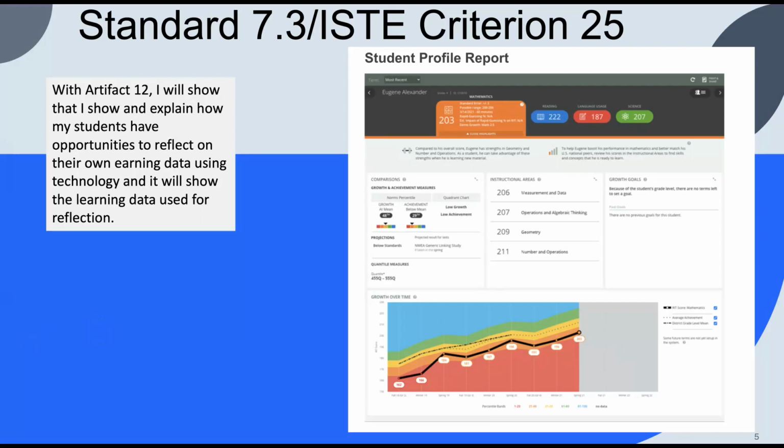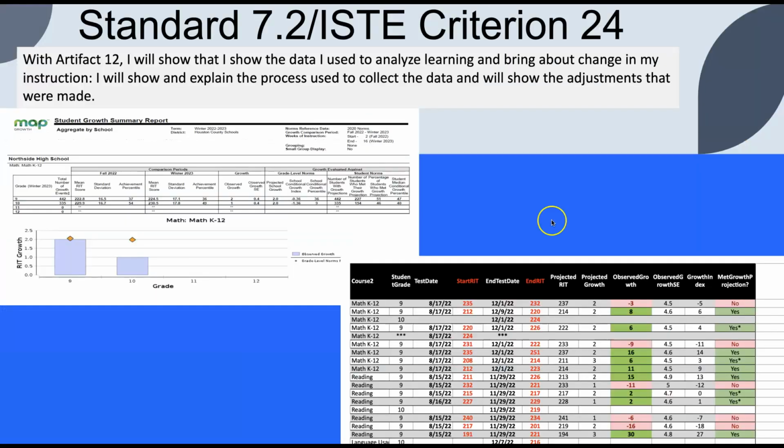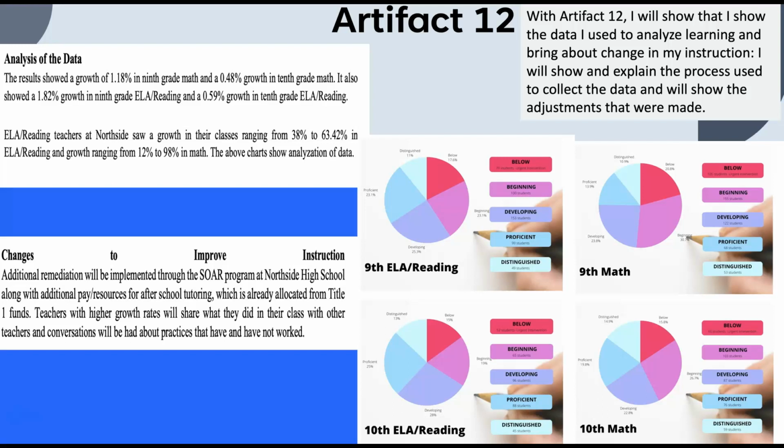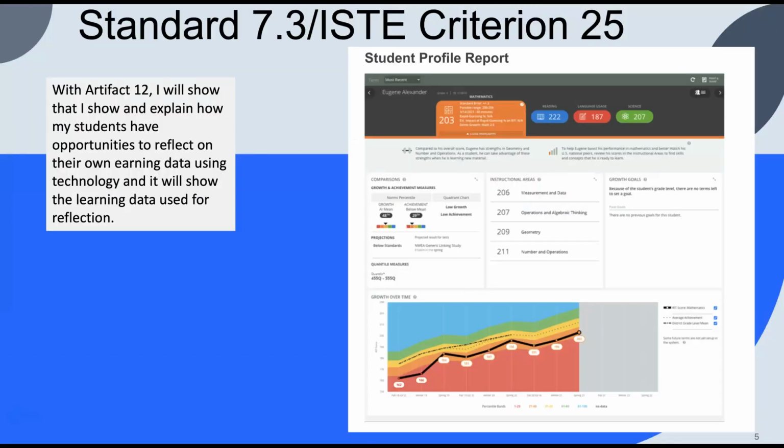Okay, and then to the other side over here, it says growth goals. So instructional areas: measurement and data, operational and algebraic thinking, geometry, number and operations, and it's pretty much showing them what they scored in those areas. So this is just a way for the students themselves to actually have an opportunity to look at their learning data.